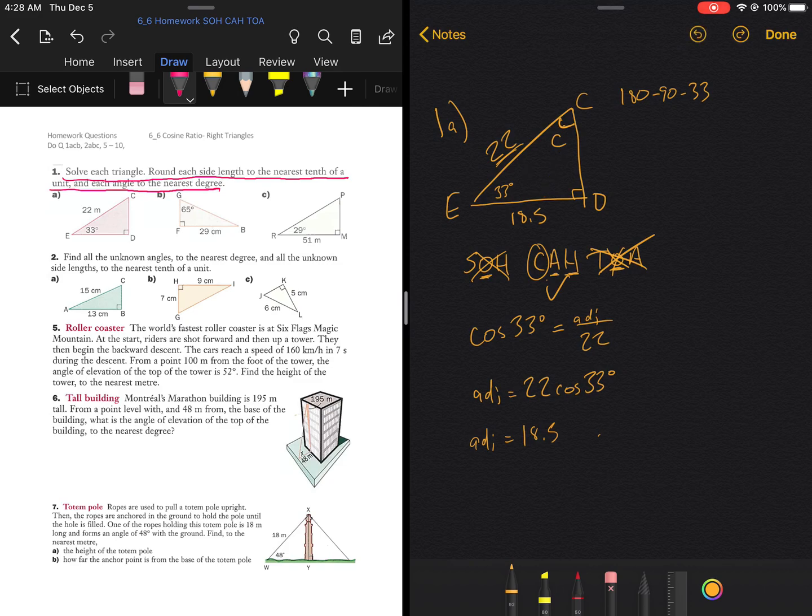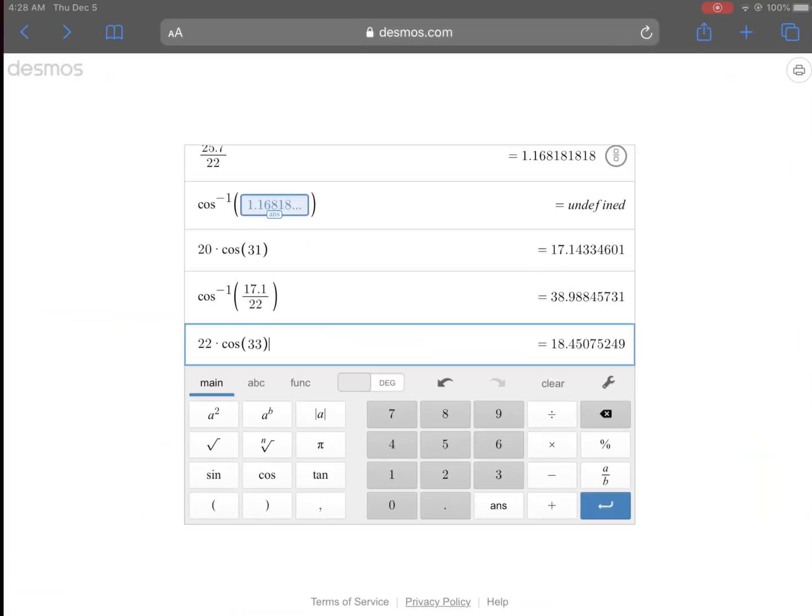So, let's write SOH CAH TOA again. So, I have opposite, and I have hypotenuse. There we go. I'm going to use sine. Sine of theta equals opposite, which is 18.5, opposite C, divided by the hypotenuse, which is 22. So theta, or C, equals inverse sine, 18.5 over 22. Okay, let's try that out.